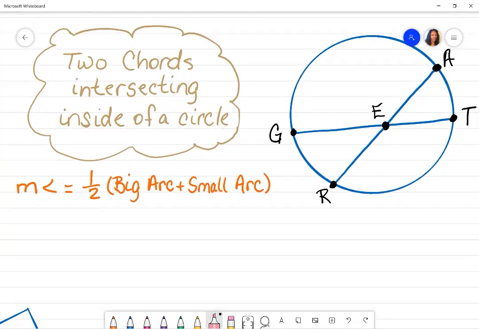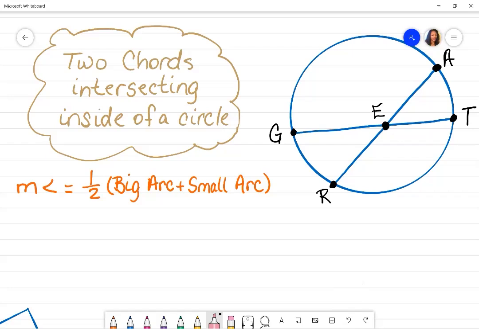What we're talking about in this video is the case where you have angles, because there's more than one, that are created from two chords intersecting inside of a circle. For my vertex of these angles, they are neither in the center nor on the edge of the circle. They have their own formula, which states that the measure of the angle is equal to 1/2 of the big arc plus the small arc.